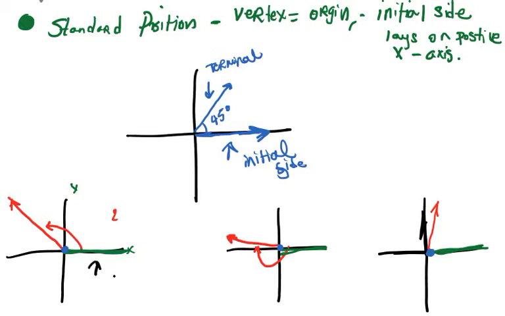Now this would be the initial side, we'll just abbreviate it IN, and this will be the terminal side, we'll just abbreviate it TM. So terminal and initial. This is the terminal, this is the initial here, and then this is the terminal. This is the initial here, and then this red here is the terminal. So it's pretty easy to identify the terminal side and the initial side, because what we do is in standard position, so it's pretty easy to identify.